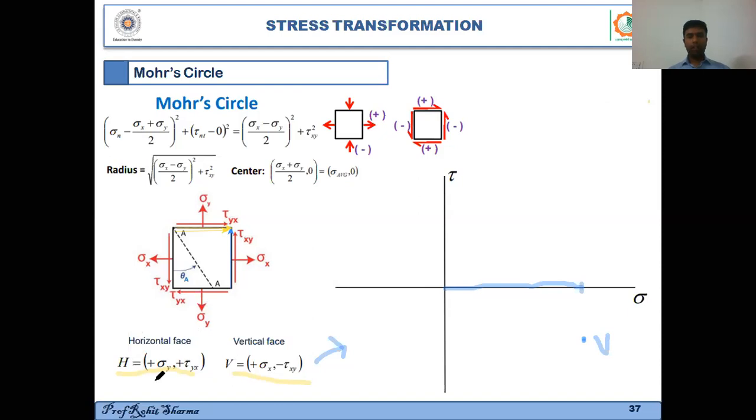Similarly, for plotting this point H, it is plus sigma y and plus tau xy. So again, it is on the right hand side, but it is on the upside of this. So this point will represent point H, right? And what I'll do is I'll join these two points using a line.